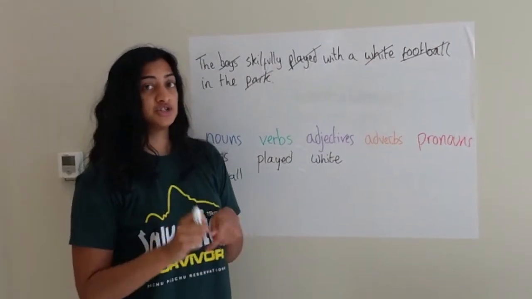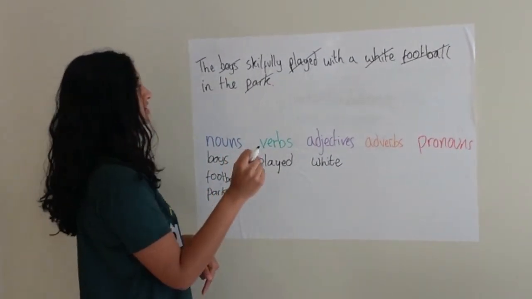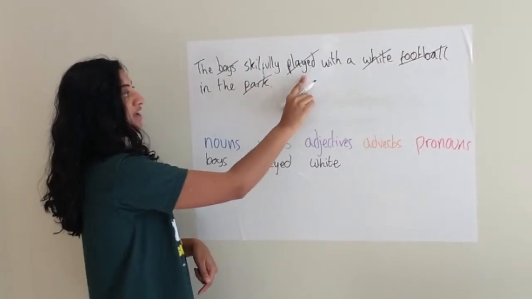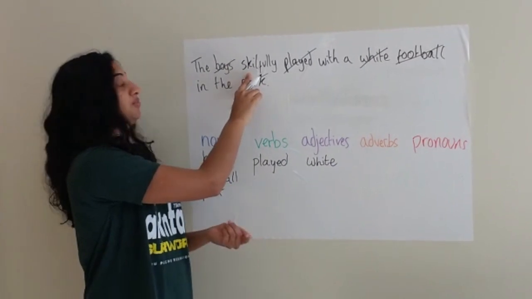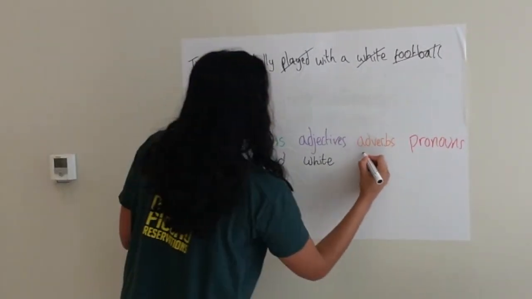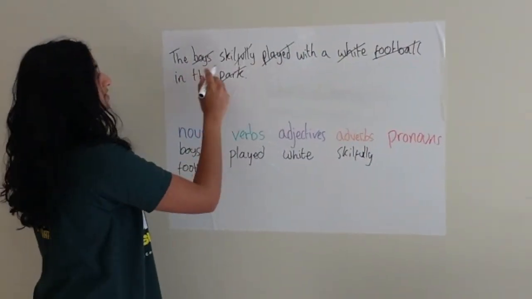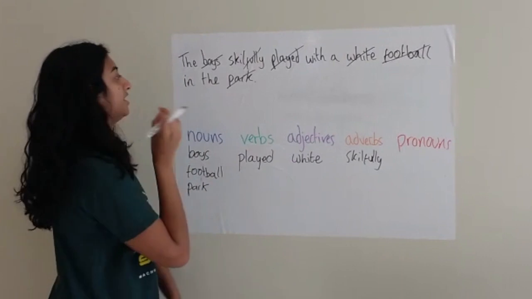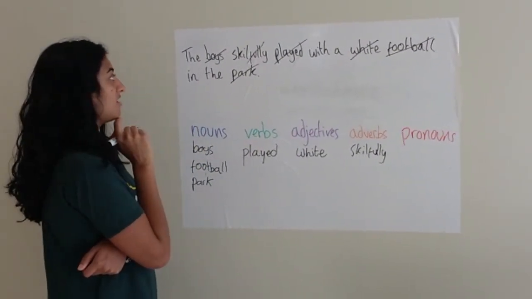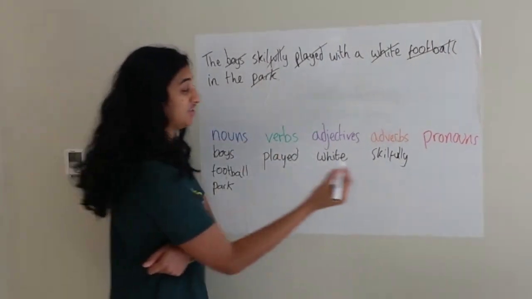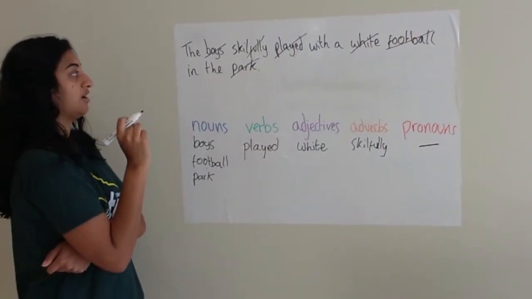Adverbs. Now adverbs describe verbs. So instead of looking near the nouns this time, I need to look near the verbs. Now my verb was played. Do I have a word that describes played? I do. I have the word skillfully. That's how the boys were playing, skillfully, with lots of skill. Now here's a tricky question. Are there any pronouns? The boys skillfully played with a white football in the park. Can I see the words he, she, it, they, we, I? No, I can't. So actually in this sentence there are no pronouns, but some sentences will have pronouns.